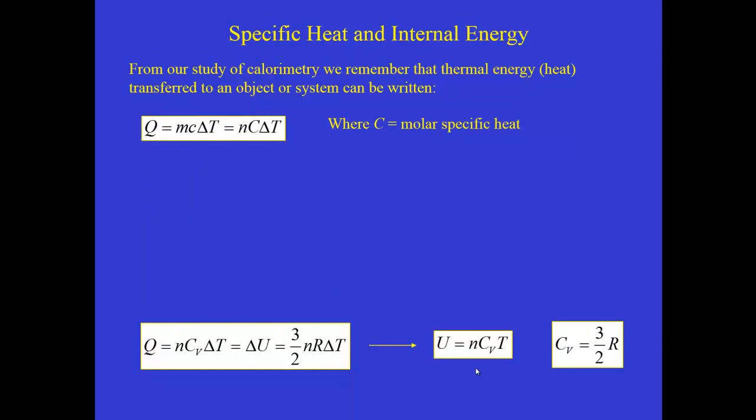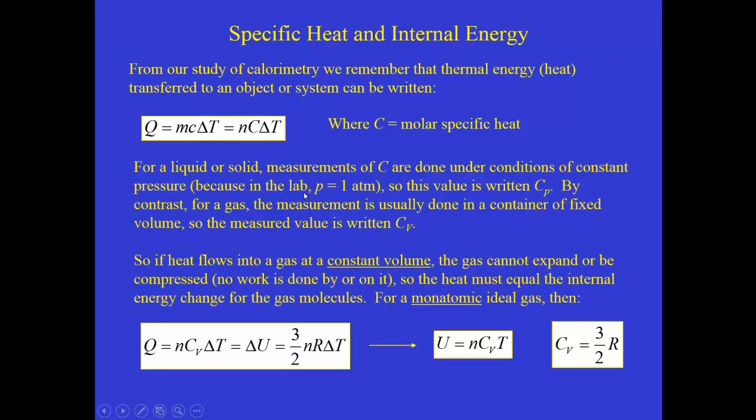Now, from our study of calorimetry, we remember that thermal energy, or the heat that's transferred to an object or to a system, can be written down as Q equals mc delta T, or the number of moles times the molar specific heat times delta T. All right, and there's a little bit of a qualification that we have to make here, and it has to do with how these experiments are done.